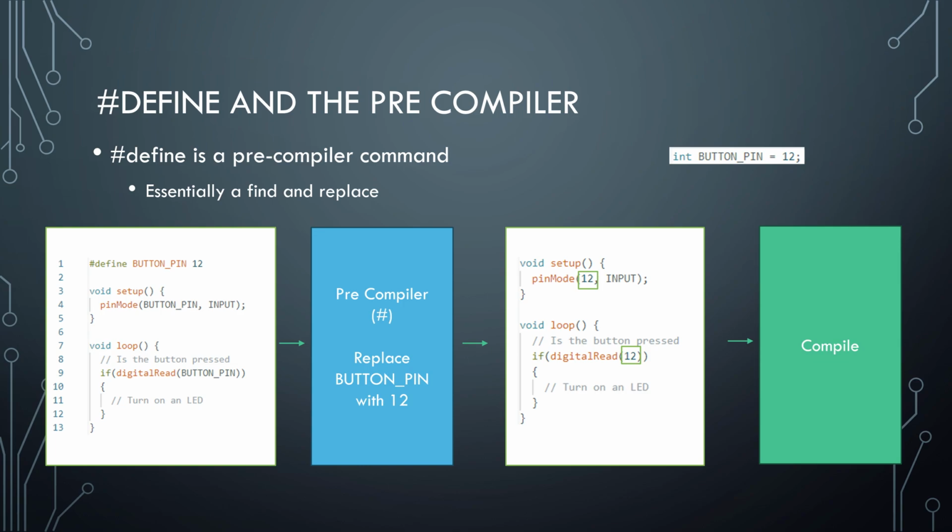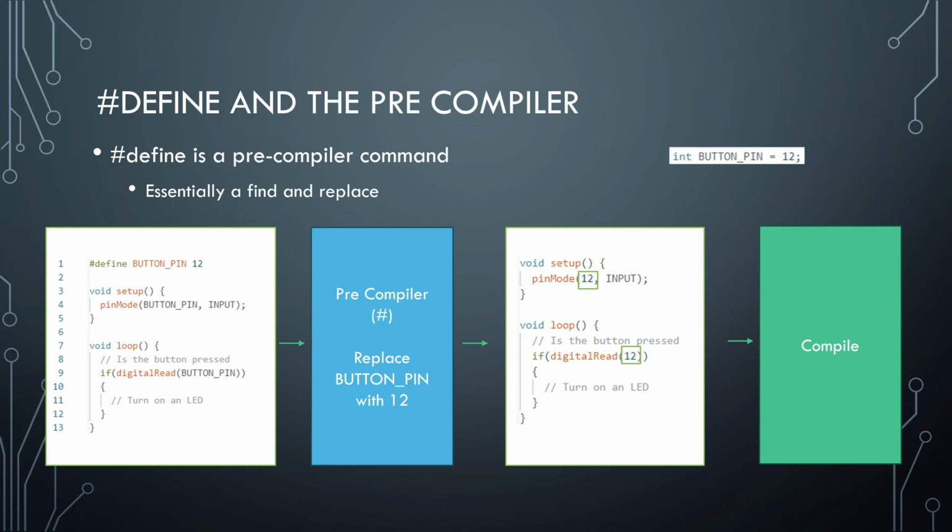Now the hash define command is a different pre-compiler command. This is effectively a find and replace command. So we say hash define. We have a name, in this case it's going to be button pin on the left there, and then we give it a number or a value. In this case we're going to say 12.